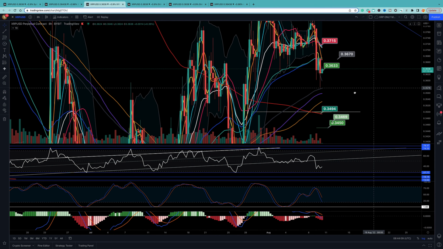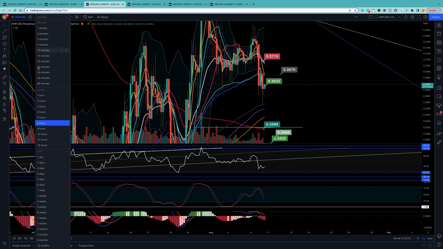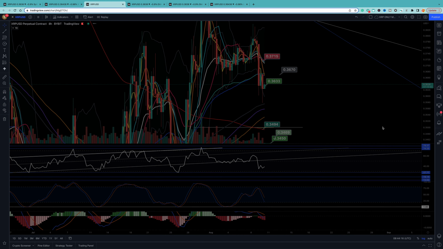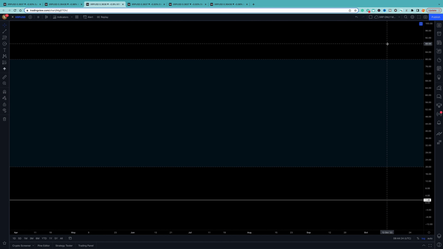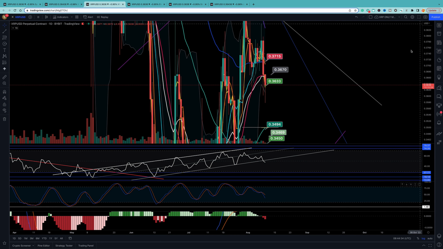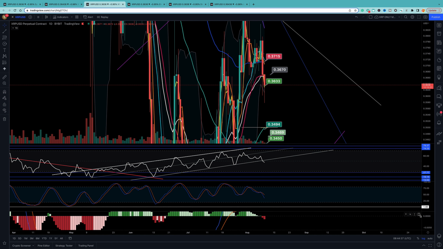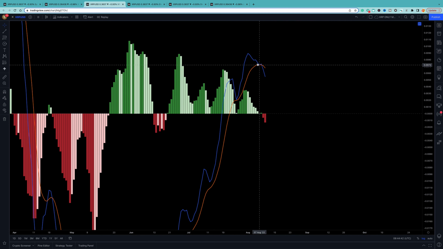Okay, so I will start with XRP first, and let me just zoom out to the daily and show you the MACD and the RSI. Computer's a bit laggy today. So you can see the stock RSI is heading down, a strong push down today, and the same with the MACD. The MACD again is another strong push to the downside today.